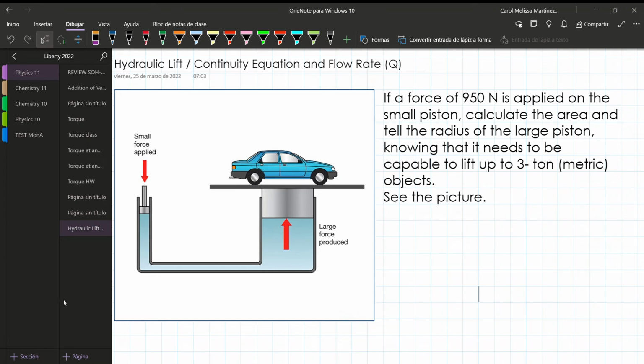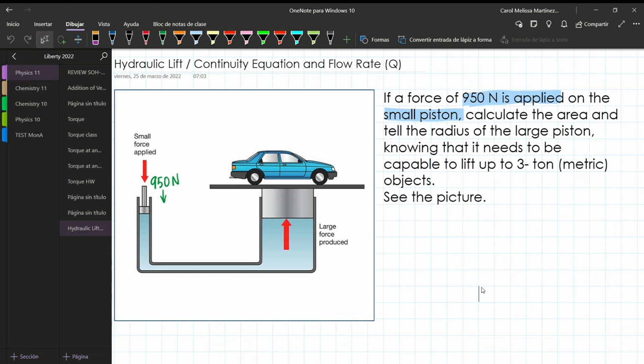This time I will. So this exercise is, of course, about a hydraulic lift. It says that I need to apply a force of 950 Newton, and it's applied on the small piston. So in my hydraulic lift, I will locate my force of 950 Newton. And as you can see, this force is coming down. Now, what do I know about this?